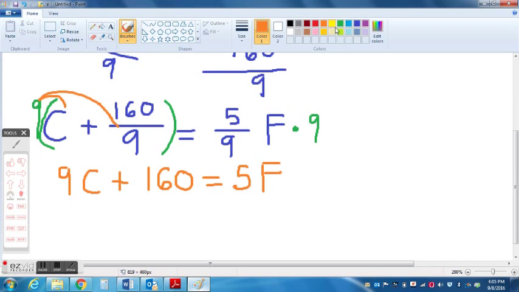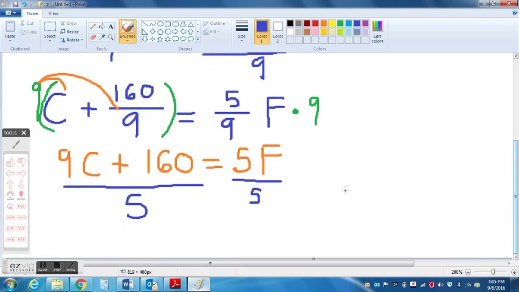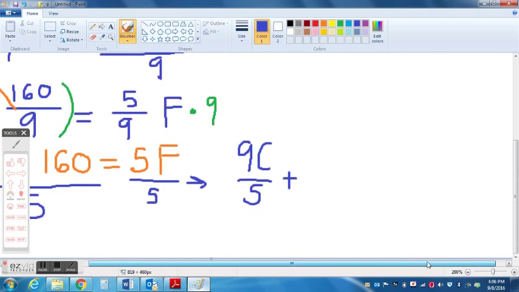Here's another place people get messed up. If I divide this side by 5, I have to divide this entire side by 5. I can't just divide half of it by 5, I've got to divide the entire side by 5. Then I can distribute this division if I want, and just divide 9C by 5, and then add it to 160 divided by 5. That's how you distribute division. We went over that again in class.